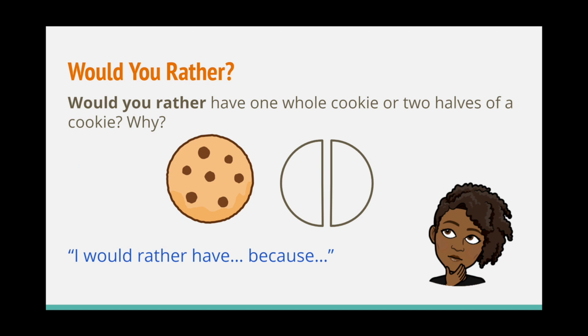So we're going to start off today with a would you rather. Would you rather have one whole cookie or two halves of a cookie? Why? So you can share with someone at home, and if there's no one around right now, you can just share with yourself. I would rather have, and you need to say because, we explain our thinking.